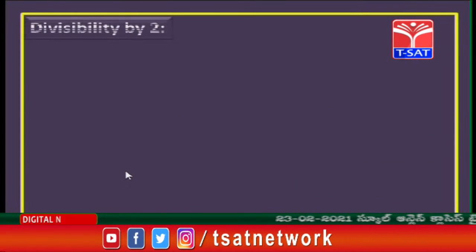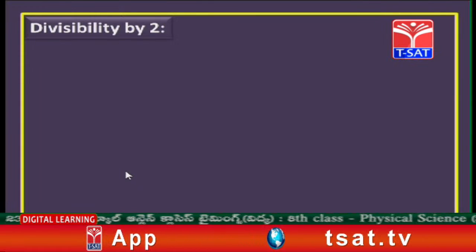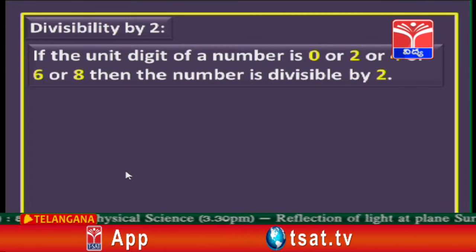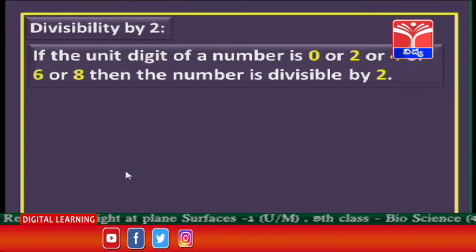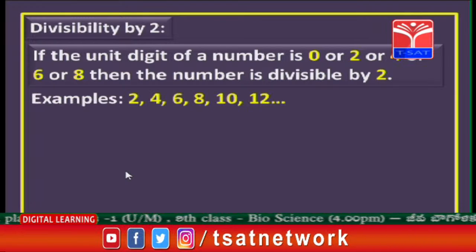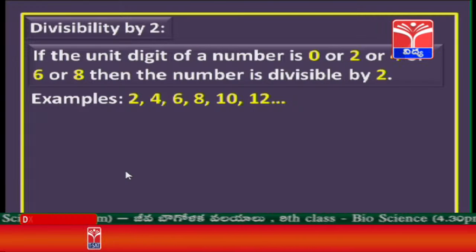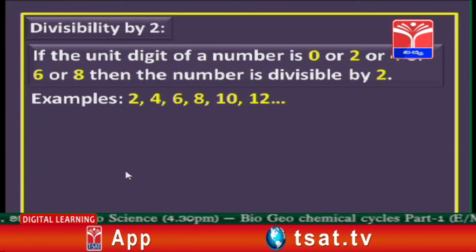Now, let us move on to our next divisibility, that is divisibility by 2. If the unit digit of a number is either 0 or 2 or 4 or 6 or 8, then the number is divisible by 2. You can see examples like 2, 4, 6, 8, 10, and so on. I can say these are all even numbers also, isn't it, children? So, all these numbers are divisible by 2.